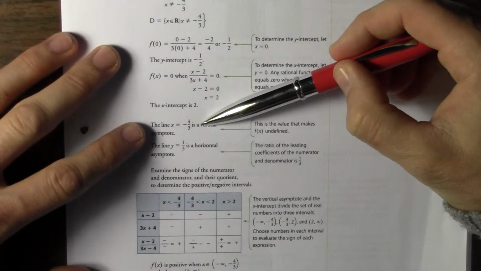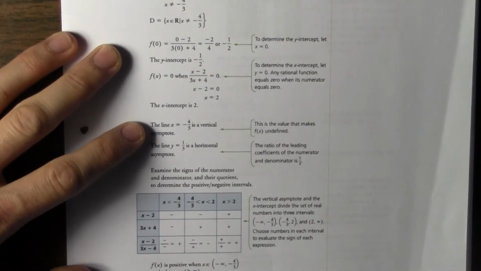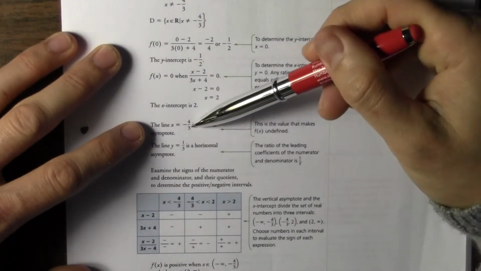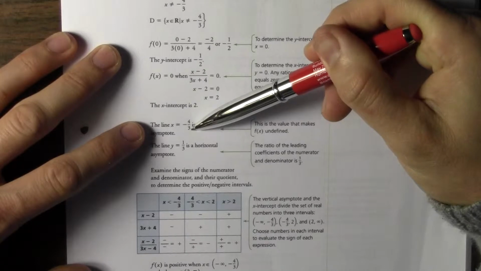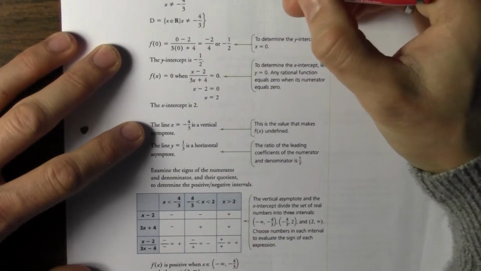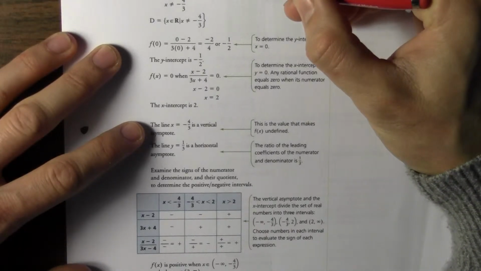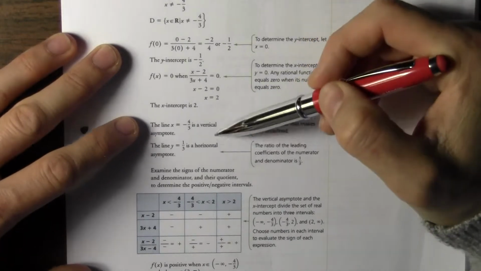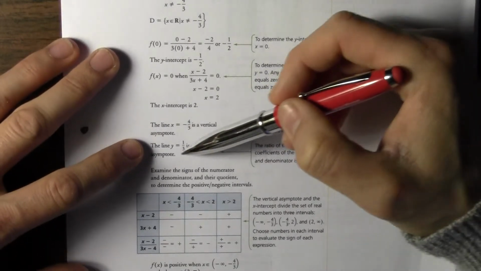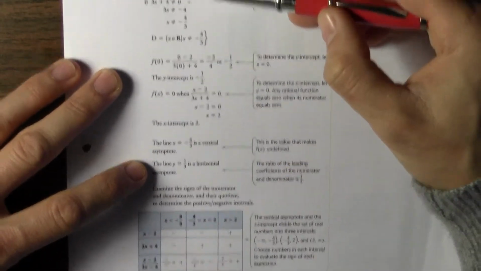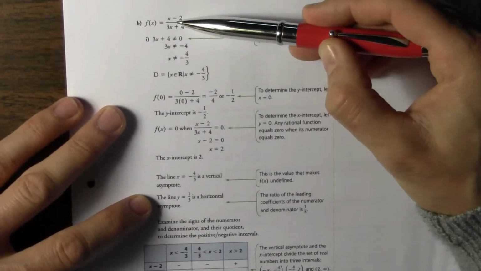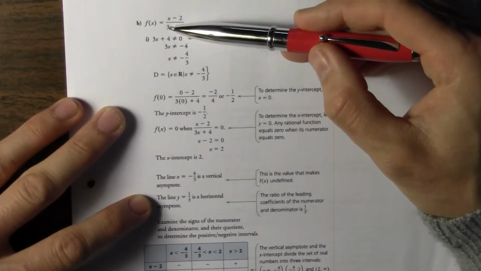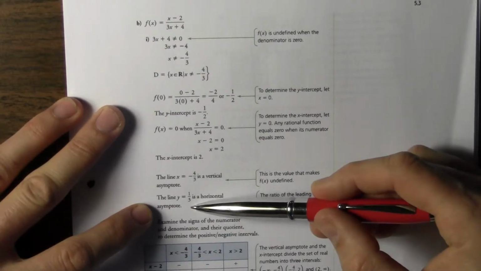Finally, our vertical asymptote, we know is going to occur at x is equal to negative 4 over 3, because that again will give us a number over 0. So we end up with a vertical asymptote. And our horizontal asymptote, because they have the same degree, is going to be the coefficients divided. So 1 divided by 3. So we have a horizontal asymptote at 1 over 3.